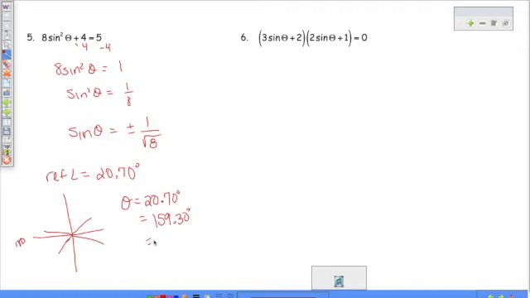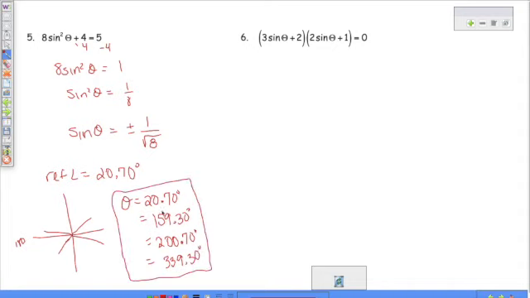Okay, and then this would be 200. In quadrant 3, I'm going to add it, so it would be 200.70 degrees. And then in quadrant 4, I have to do 360 minus, which would be 339.30 degrees.